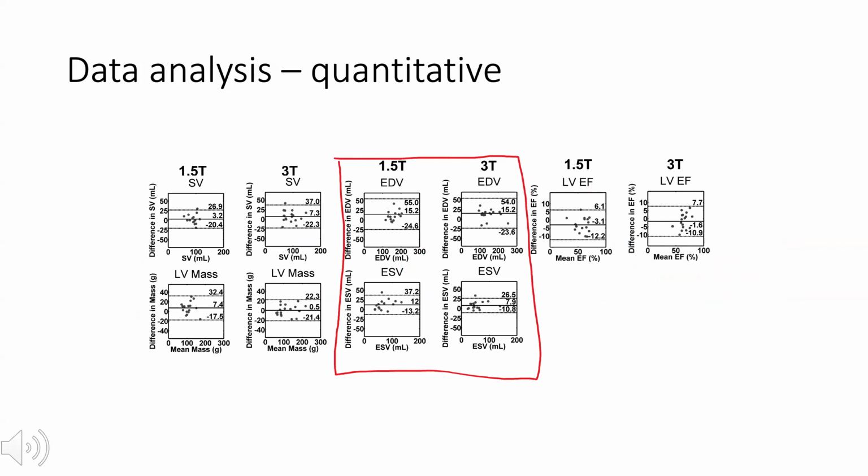In this section, I'd like to talk about quantitative data analysis. They use the stroke volume, left ventricle mass, end diastolic volume, end systolic volume, and left ventricle ejection fraction as quantitative analysis parameters. They compare the Radial Cine with the gold standard breath holding Cine. The plot shows the difference in each parameter compared with the average standard parameter. One interesting finding in this result section is that the end diastolic volume and end systolic volume deviated a lot from the standard value in the real-time Radial Cine.